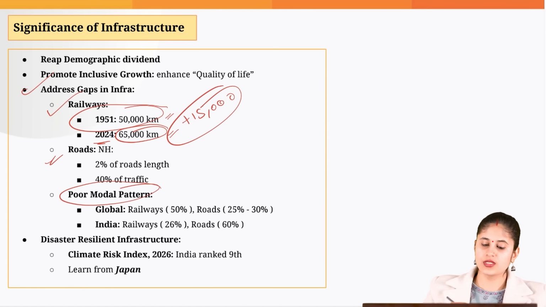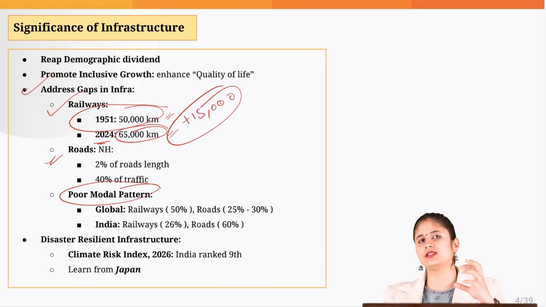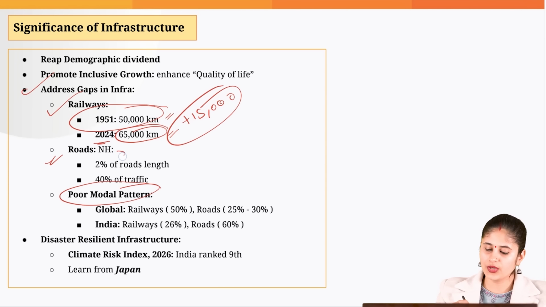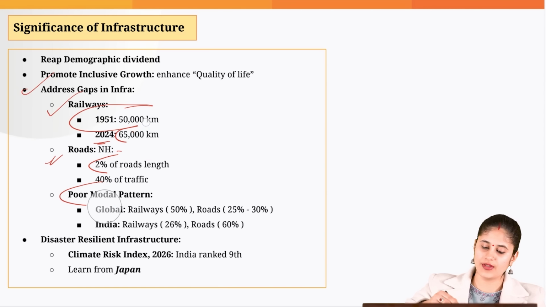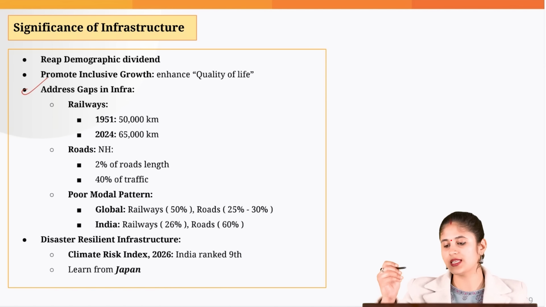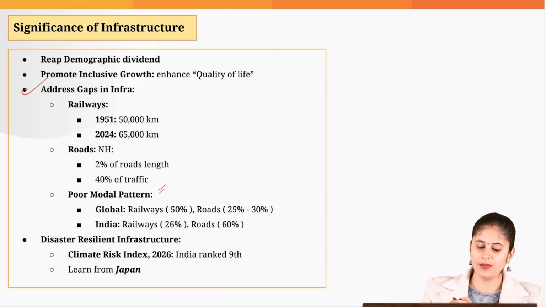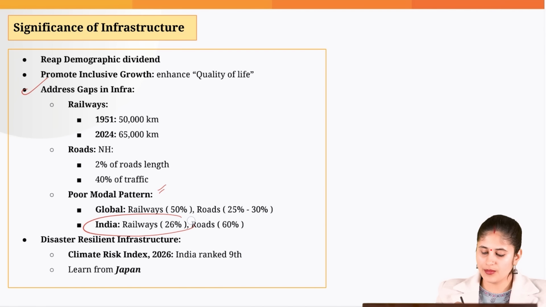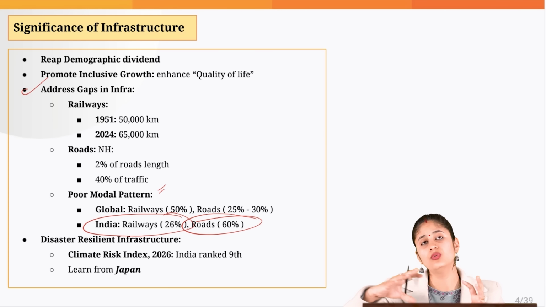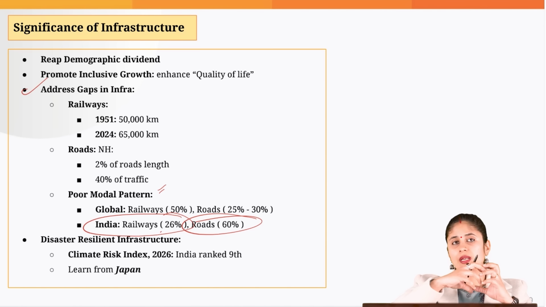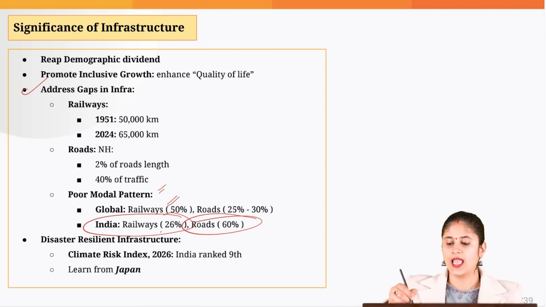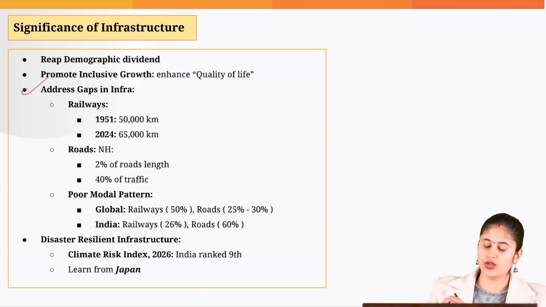And when you talk about the roads, the majority of the traffic passes through national highways. And the national highways comprise merely 2% of the total road length in India. So, because we have not invested more in the railway infrastructure, what is happening in India? We have a poor modal pattern. In India, as you can see, the majority of the cargo passes through road, okay, as compared to railway. But at the global level, what happens when it comes to transportation of cargo? That majorly takes place through railways, and that helps us to reduce the logistics cost also.